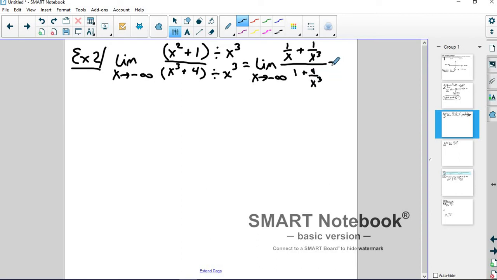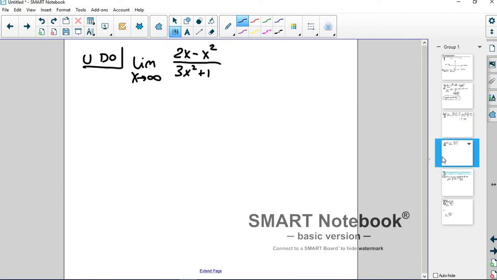And now as x goes to negative infinity, this goes to 0 plus 0 up top. This goes to 1 plus 0 on the bottom. And so we get 0 over 1, which of course is 0. And that's my final answer for this limit. Okay? So that's the basic process.